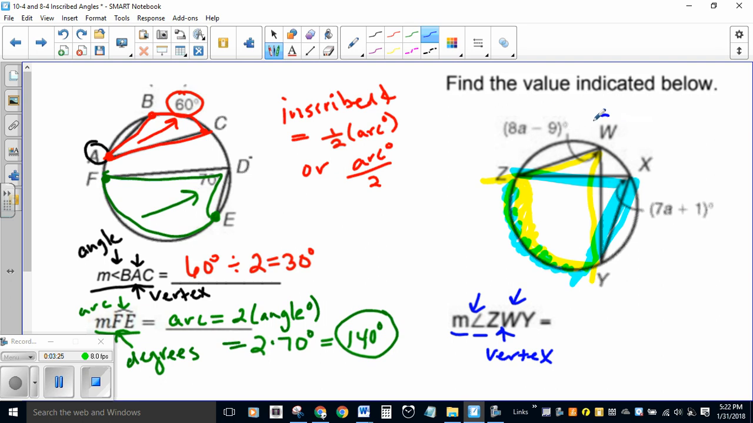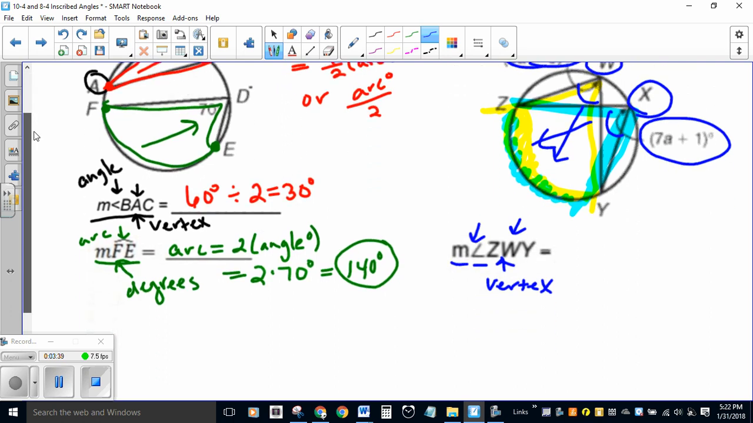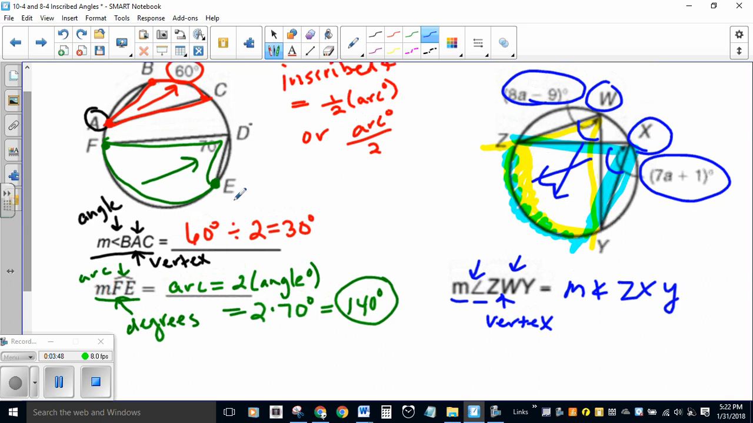So that means that angle W is congruent to angle X. This angle is the same as this angle because they both have this arc in common. So therefore, we can say that the measure of angle ZWY is equal to the measure of angle ZXY. So 8A minus 9 is equal to 7A plus 1.